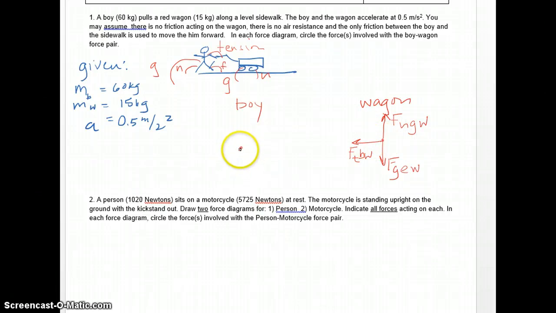So now let's work with the boy. Actually, let's work with the numbers over here. A couple of things I know. Based on this, I know the mass of the wagon, which is 15 kilograms. So I know that I can find the force of gravity by doing mass times gravitational acceleration. Since the mass is 15 kilograms, for gravitational acceleration I'm going to use 10 meters per second squared.